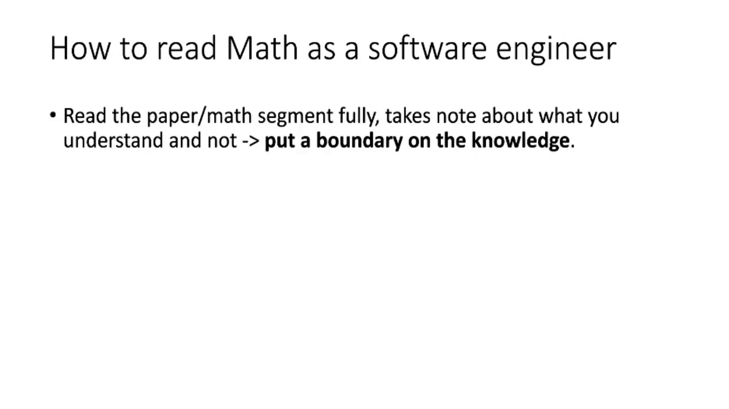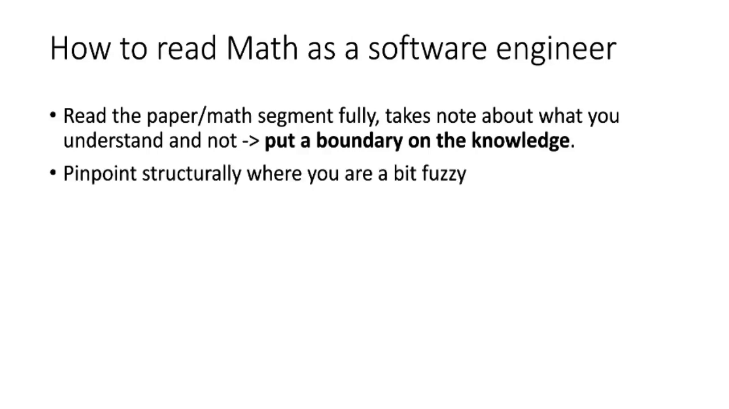At this point, there's always a formula or two, or all of them, that you don't get. But you have a good idea about the paper. So the next step is to pinpoint structurally where you're a bit fuzzy. What that means is, okay, the introduction I got it, the conclusion I got it, the method, there's this part I don't get, the part about whatever I got it too. So at the end, you're left with some blobs of sections where you're a bit fuzzy.